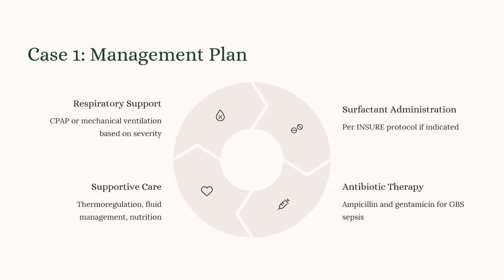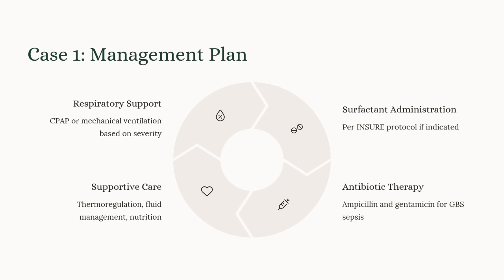Here's your battle plan to save this baby. Step 1: respiratory support. Depending on severity, start with CPAP, but be ready to escalate to mechanical ventilation if needed. The goal? Oxygenate without overinflating those delicate lungs. Step 2, surfactant therapy. This baby has RDS. Follow the ENSURE protocol: intubation, surfactant, then extubation to CPAP.